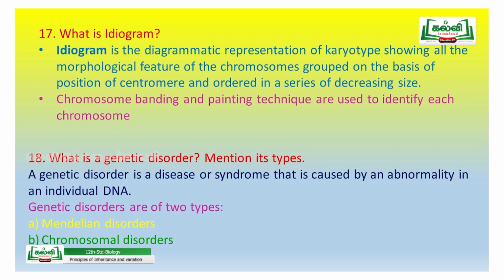Genetic disorder and mention its type. A genetic disorder is a disease or a syndrome that is caused by an abnormality in the individual's DNA. So, if there is any disorder at the DNA level, we call it a genetic disorder. Genetic disorders are of 2 types, that is Mendelian disorders and chromosomal disorders.